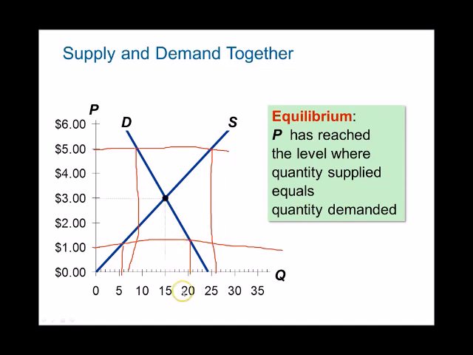So the only place where we have equilibrium is at $3. At $3, the demand curve and the supply curve intersect, and that's the point where quantity demanded equals quantity supplied. And it's at 15 units and $3.